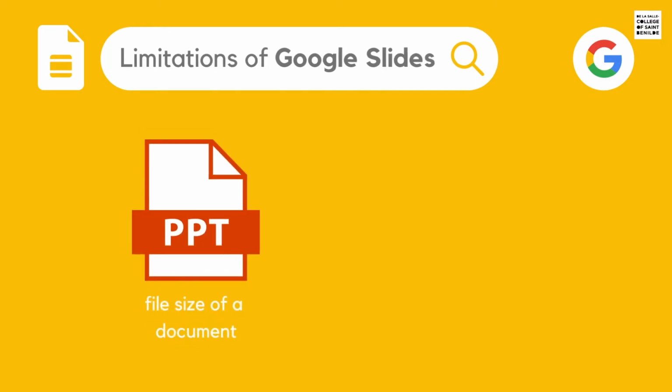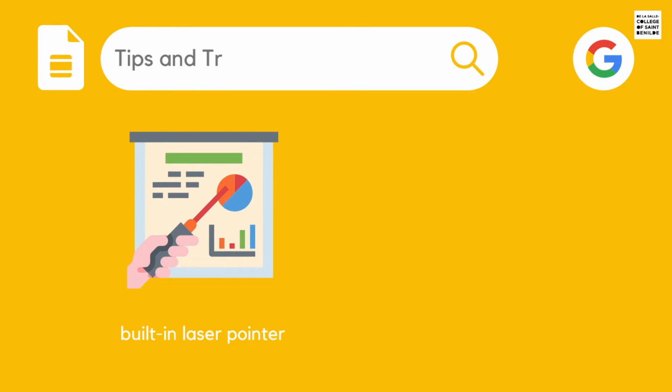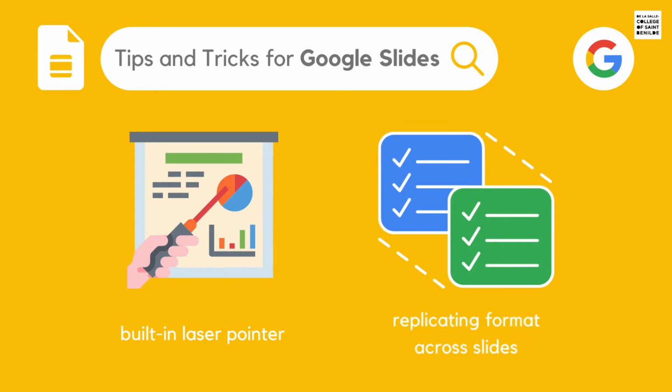But just like Google Docs, there are limitations. For presentations that have been converted to Google Slides, the maximum file size is 100 MB. Some tricks you can use are the built-in laser pointer to help with oral presentations and replicating formatting across several slide objects.